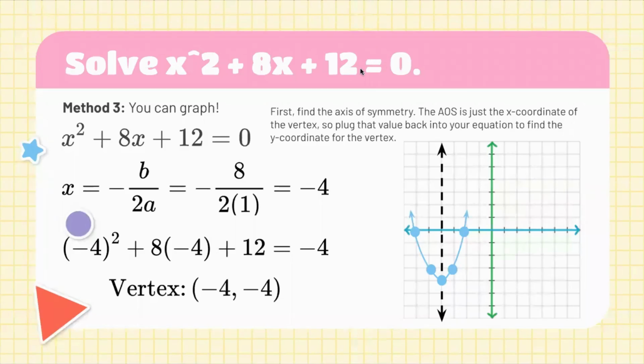Now that we've graphed our equation, we can go ahead and look where our x values are. In this case, our parabola actually intercepts the x-axis here at -6 and also at -2. So again, your two x values are -6 and -2.